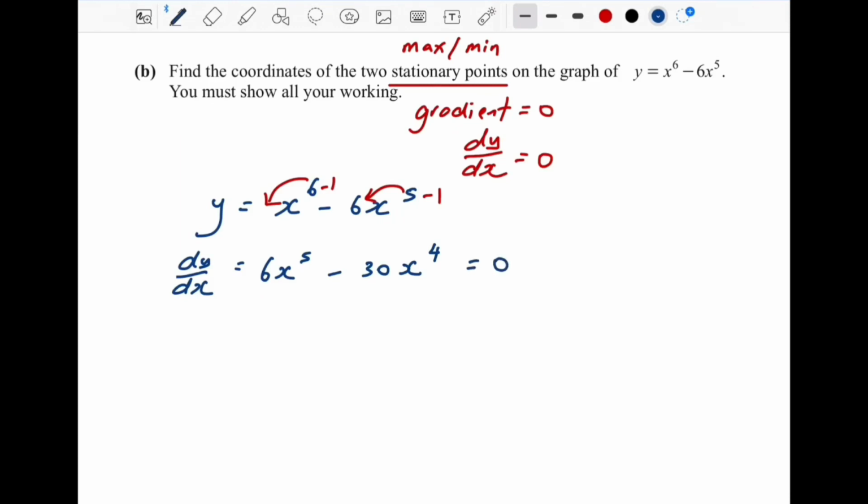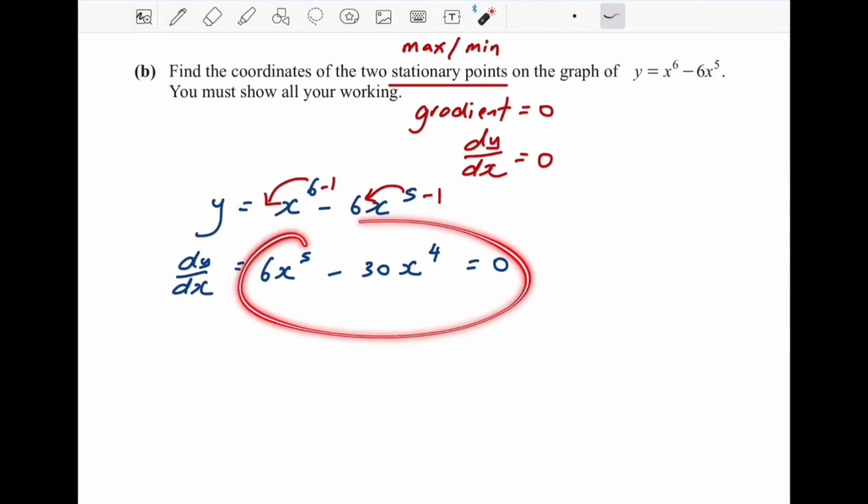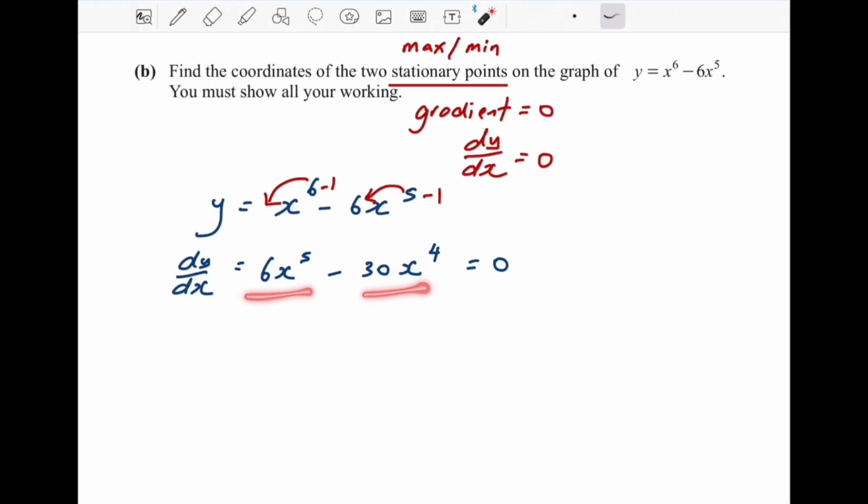How do we continue from here? How do we find the value for x? There's no way that you can solve this by calculator, right? Because you can't form an equation with power 5. You can't solve this in your calculator. So when you can't solve this in your calculator, I think the only way is to factorize it.